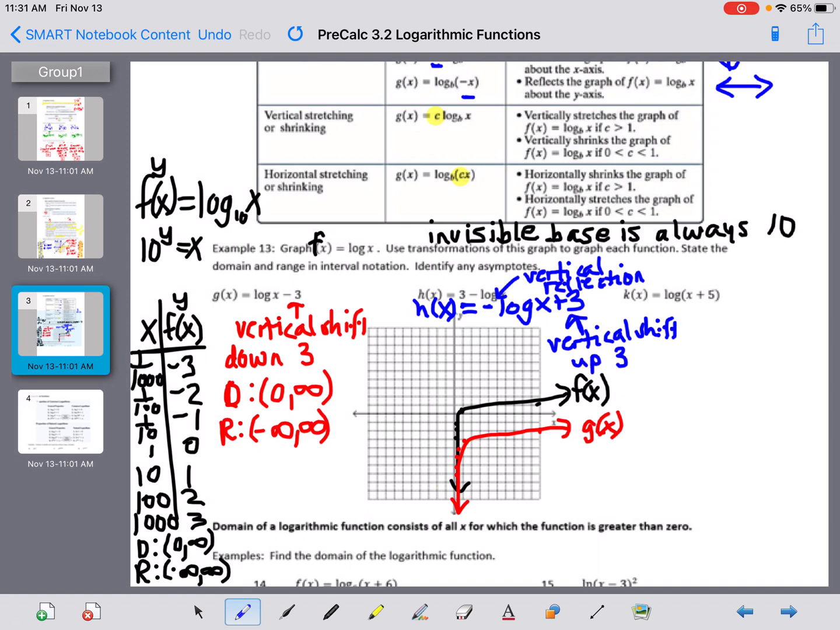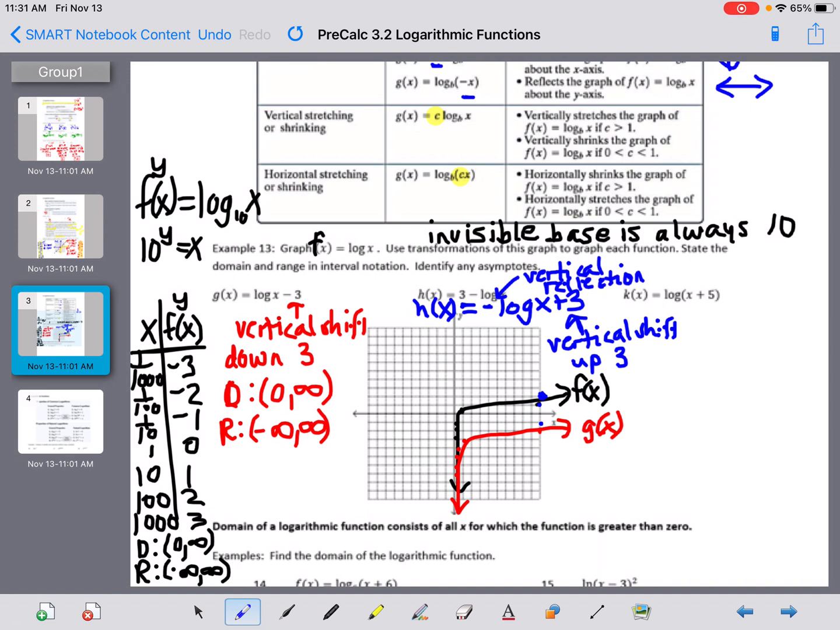Okay, now the question is, what do we do first? Do we reflect first or do we shift first? Well, think about your x. If I was going to plug in a value for x, it would hit that negative before it would hit the plus 3. So I'm going to reflect first and then move it up 3, okay? So I have this point here. When I reflect, it comes down across it. Then I'm going to move it up 3. 1, 2, 3, okay? So it's kind of right above where I'm at.